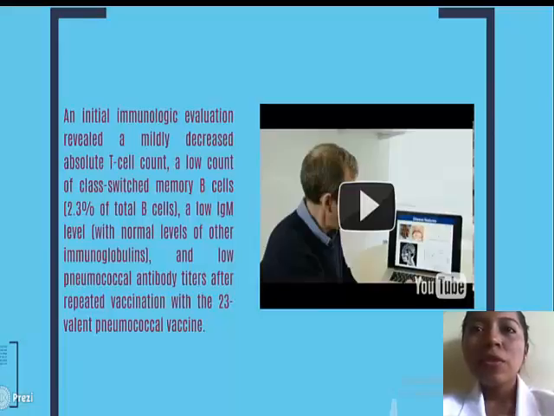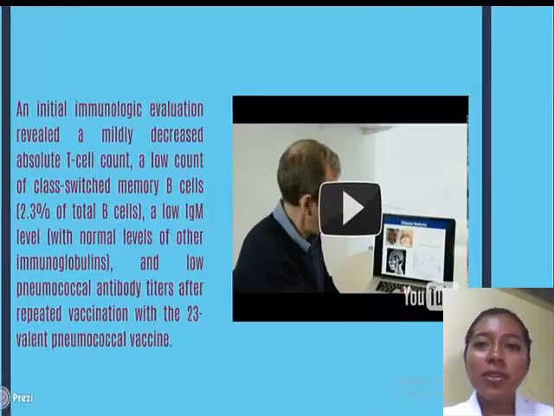An initial immunology evaluation revealed a low absolute T-cell count, a low count of class-switched memory B cells, 2.3% of total B cells, a low IgM level with normal levels of other immunoglobulins, and low pneumococcal antibody titers after repeat vaccination with the 23-valent vaccine.